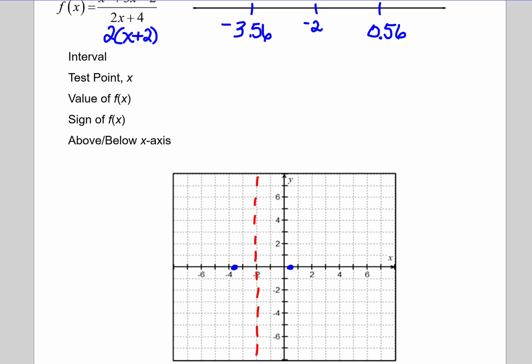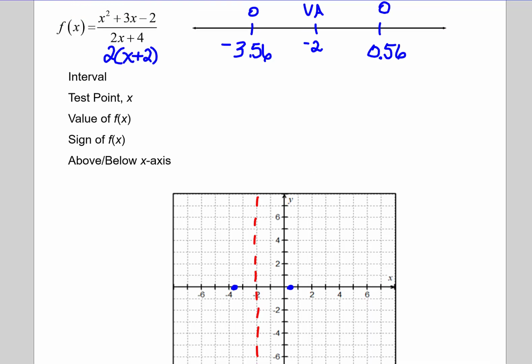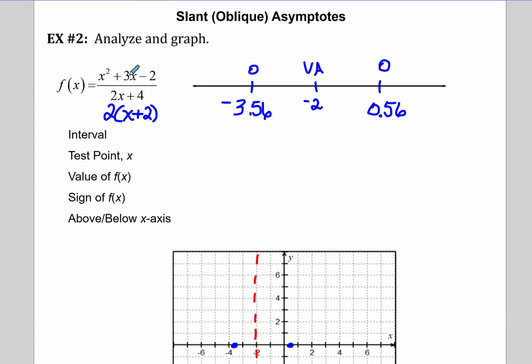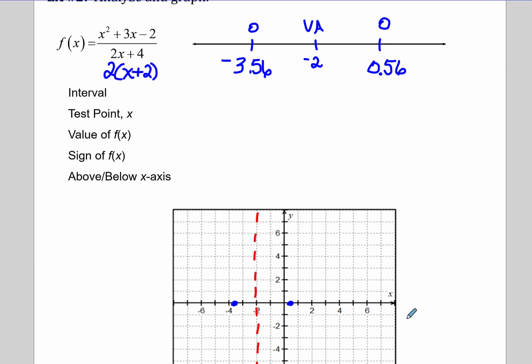And we want to test some points. We can also substitute 0 for all the x values and figure out that f of 0 is, what is that? Negative 2 divided by 4 is negative 1/2. So when x is 0, y is negative 1/2.